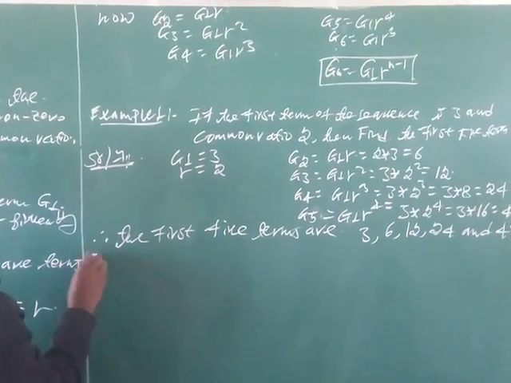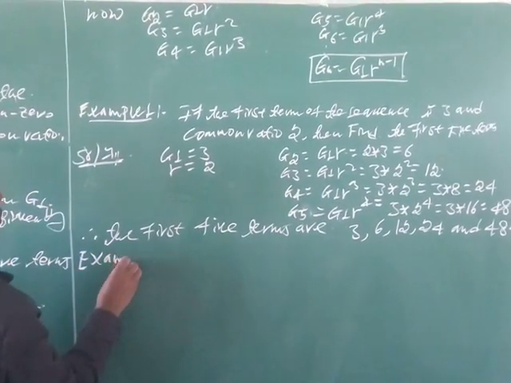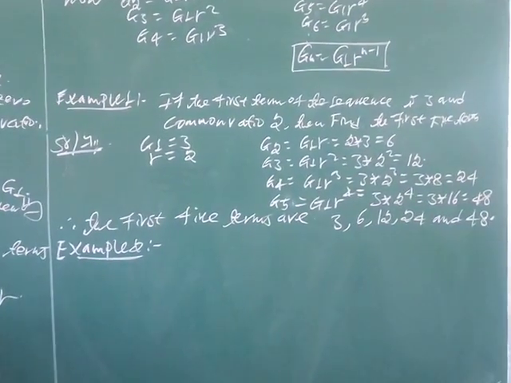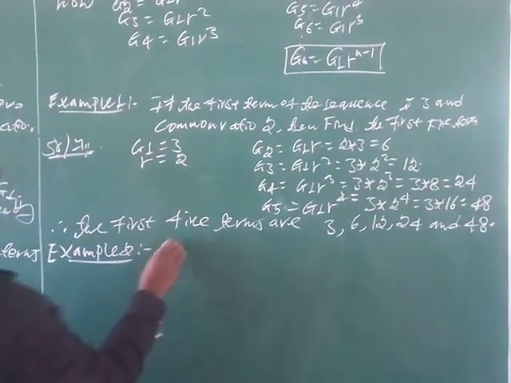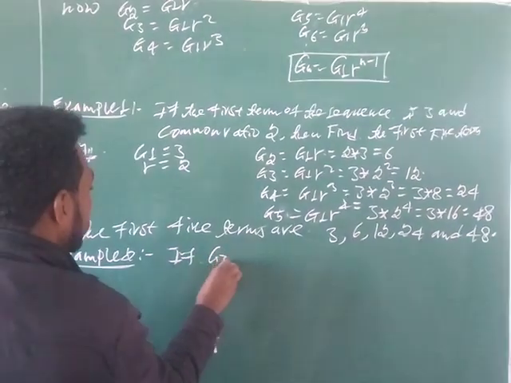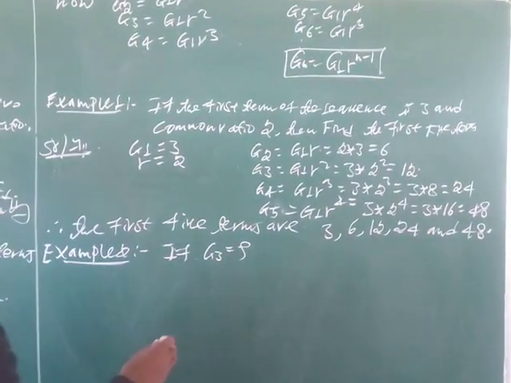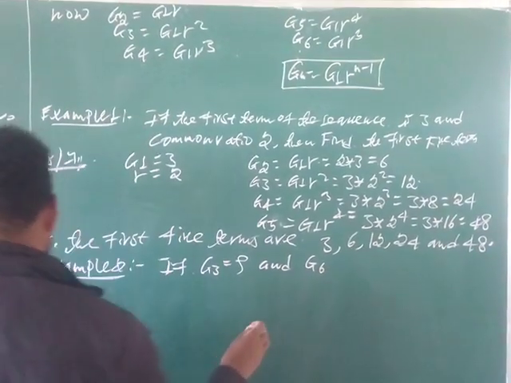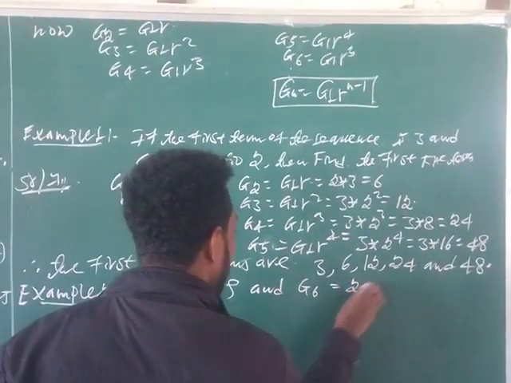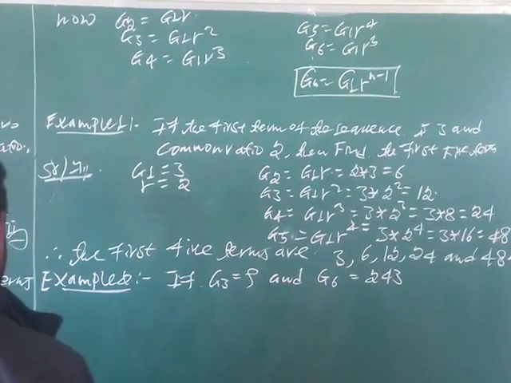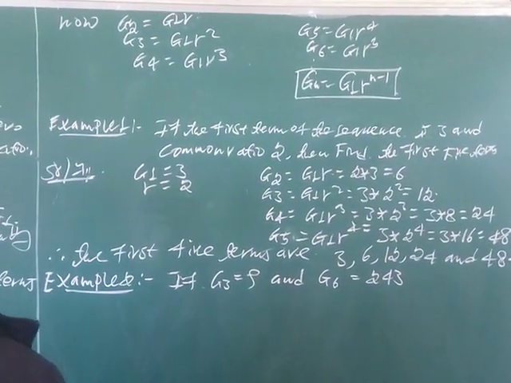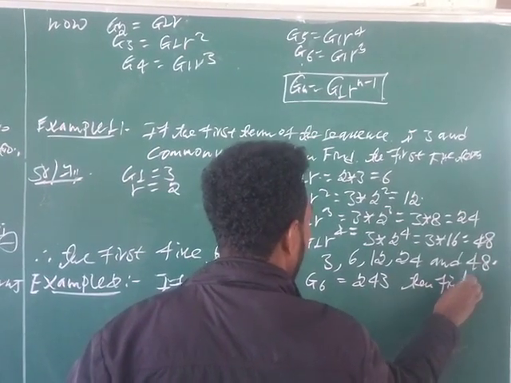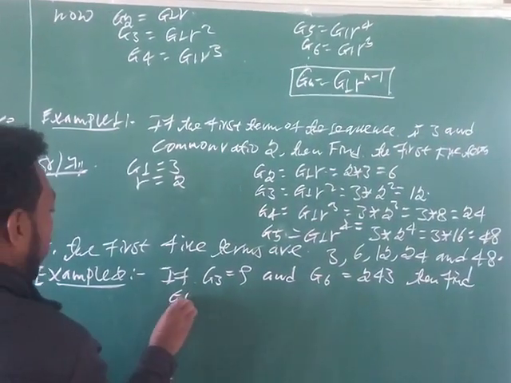Now let us see an additional example. Example 2. If g3 is equal to 9 and g6 is equal to 243, then find g1 and r.